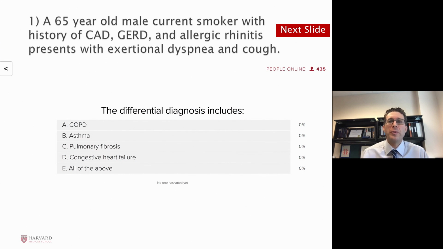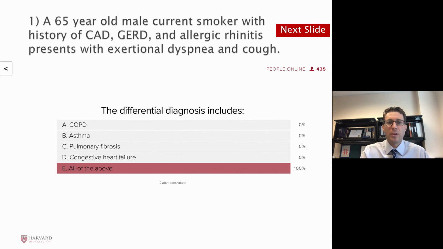So here are our board review questions. A 65-year-old male, current smoker with a history of coronary artery disease, gastroesophageal reflux disease, and allergic rhinitis presents with exertional dyspnea and cough. Differential diagnosis includes COPD, asthma, pulmonary fibrosis, congestive heart failure, or all of the above. So we'll give you a few minutes to vote.